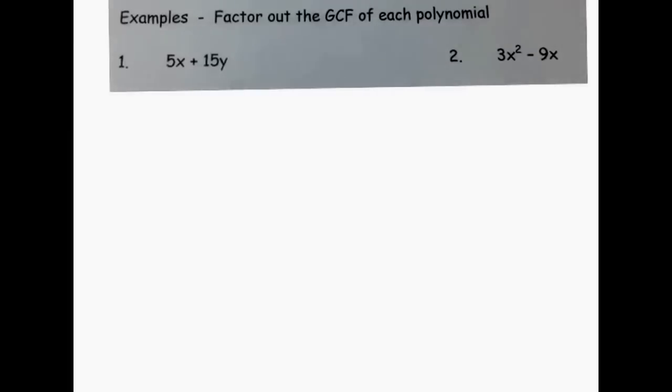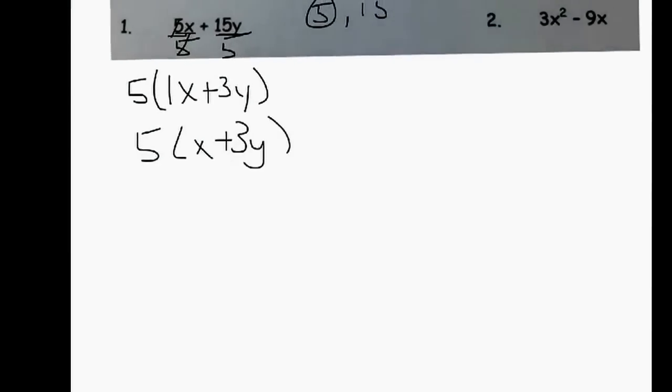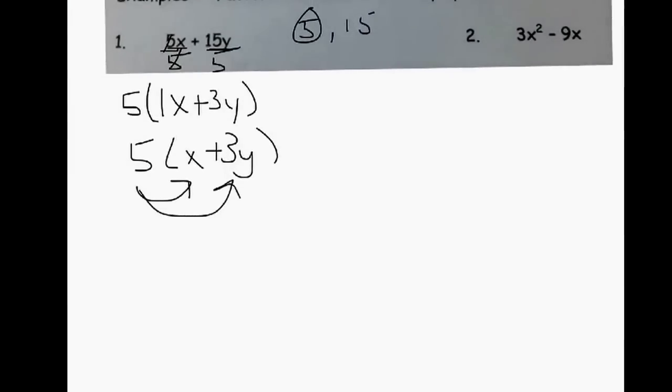Let's take a look at some other examples here. We look at 5x and 15y. So 5, 15. We ask ourselves, will 5 go into both of them? And the answer is yes. So 5 is going to get pulled out front. Common letters, no common letters. So 5 is the only thing coming out front. So we divide them both by 5. 5 goes into 5 one time, leaves an x. Plus 5 goes into 15 3 times, leaves a y. And we just wouldn't write the 1. Double rainbow to check it. 5 times x is 5x. 5 times 3y is 15y.